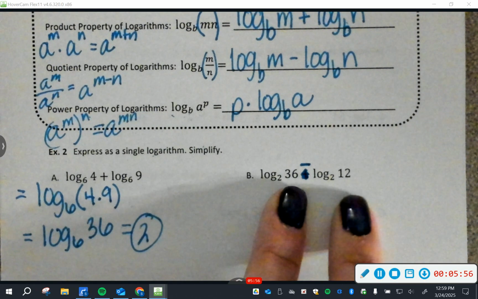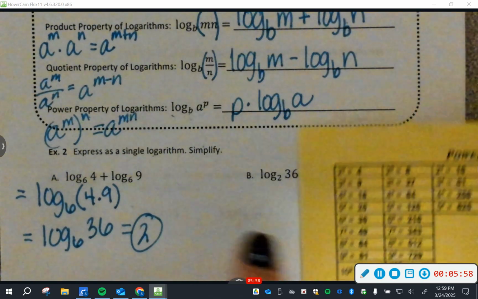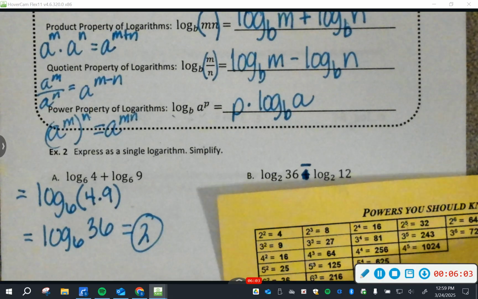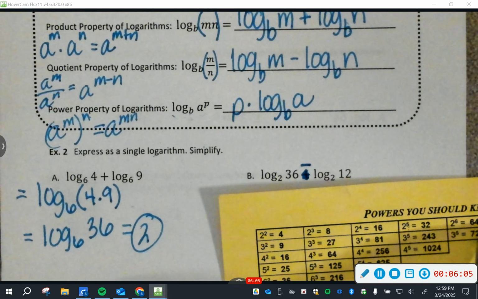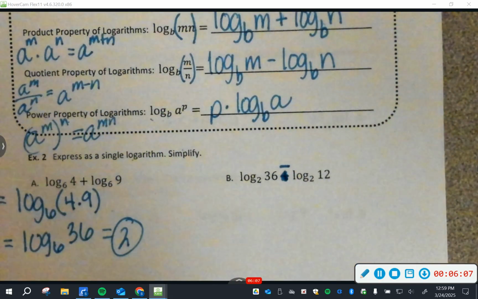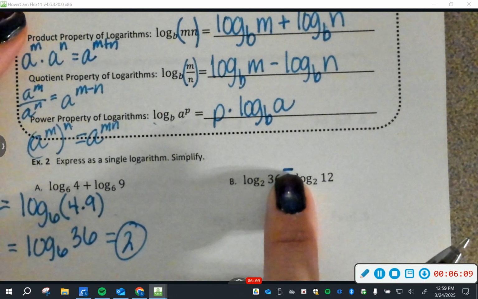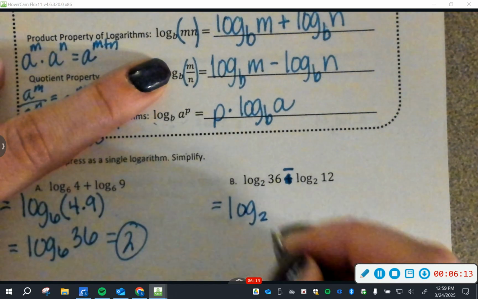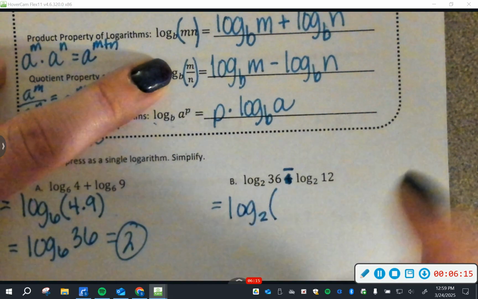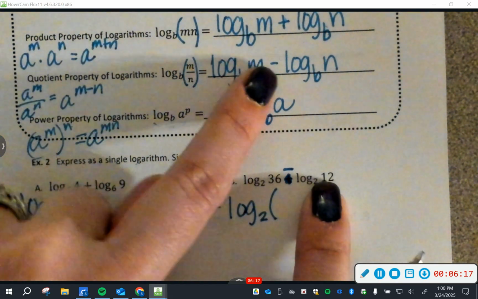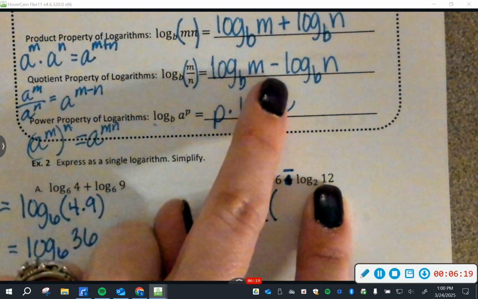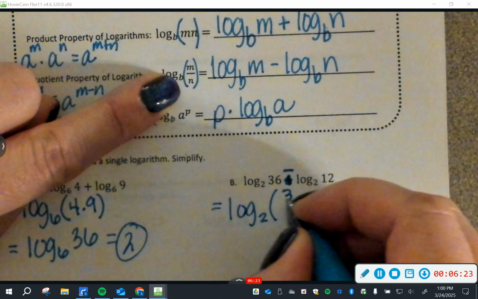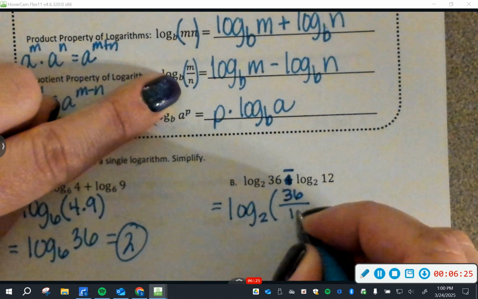Log base 2 of 36. Well, if I look at my powers of 2, I can't get to 36 by taking a power of 2. Okay? So I can combine these into one log. Log base 2 of, now what can I do with these arguments? That's my quotient property. I can divide them. So I can say this is 36 divided by 12.